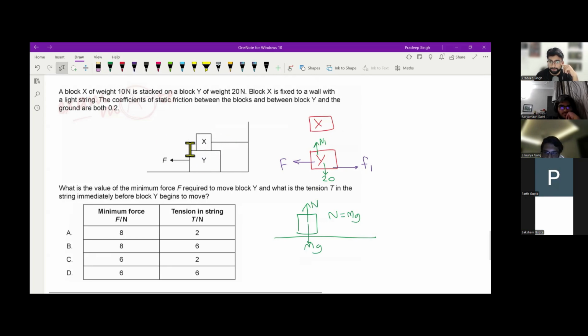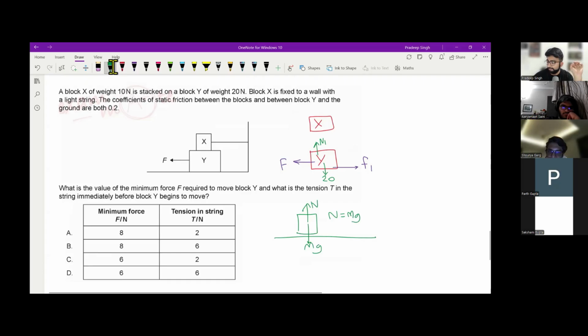Okay, good. So Shaurya, this surface where my cursor is, this is also having friction. So what will be the direction of friction here? Not sure. Okay. For that, focus on X. Tell me the forces acting on X.